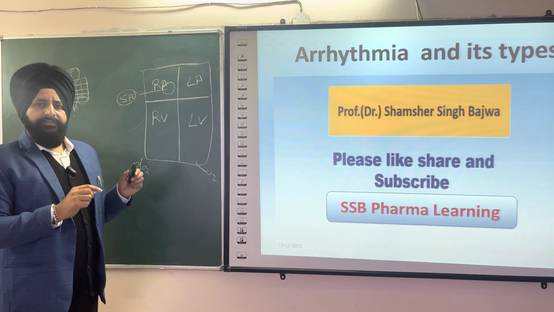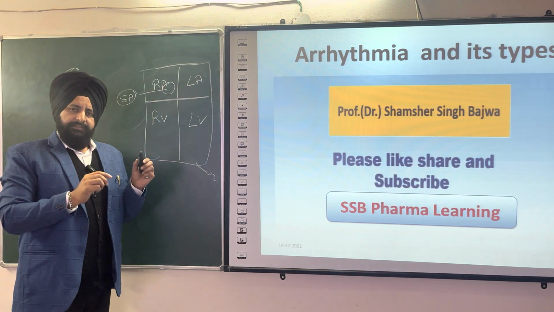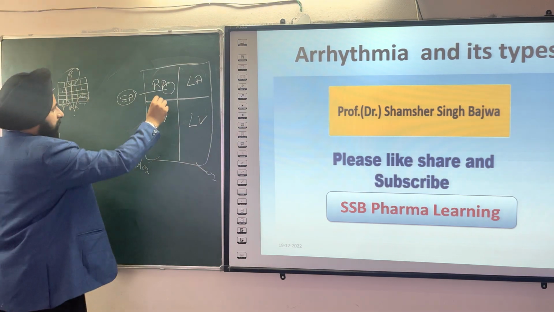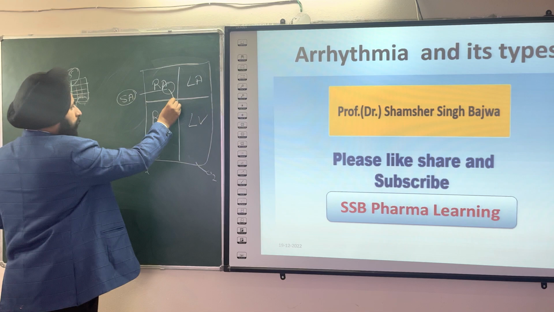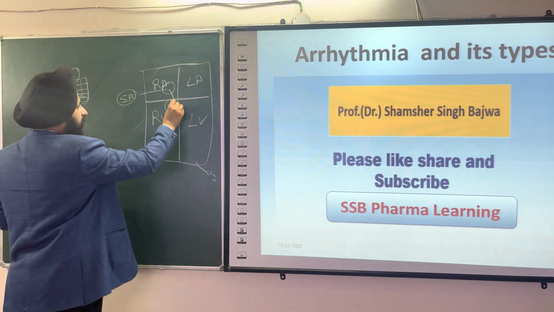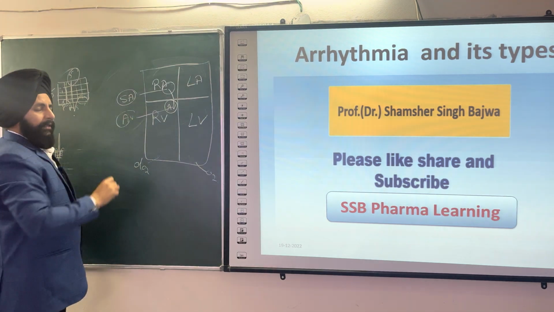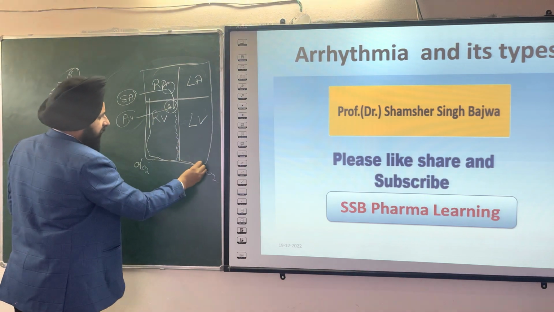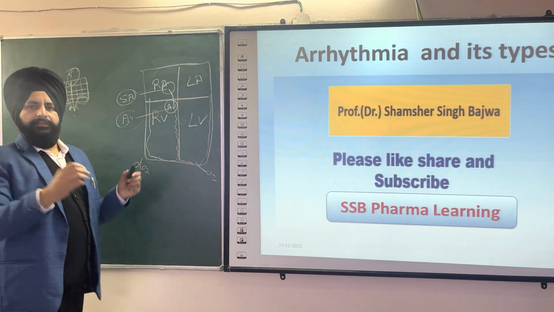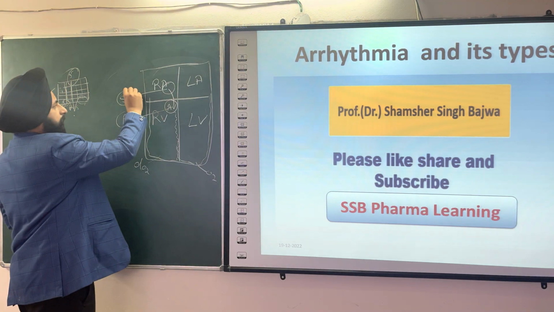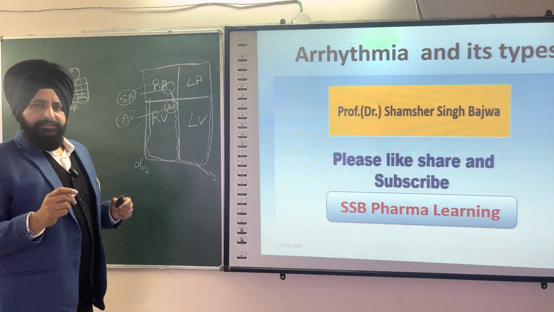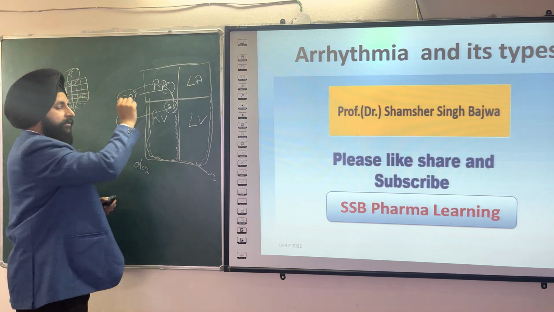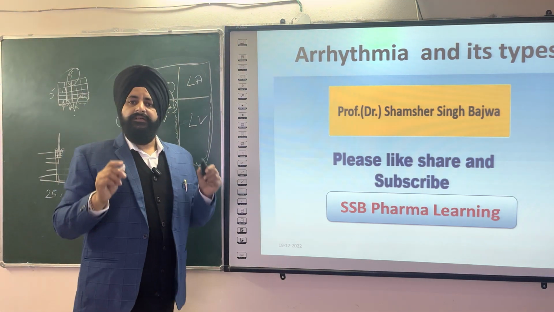There are two types of fiber present in the SA node: one is called a rhythmic fiber, another is called an autorhythmic fiber. This conveys the impulses toward the AV node, that is the auriculoventricular node, and from the AV node the bundle of His and Purkinje fibers carry impulses toward the ventricles for contraction. This process of transfer of impulse from the SA node to the AV node, from the AV node to the bundle of His, and from the bundle of His to the Purkinje fibers is called rhythmic contraction.